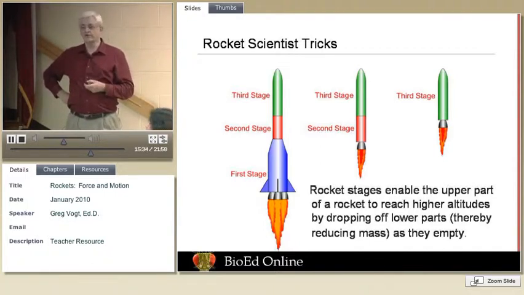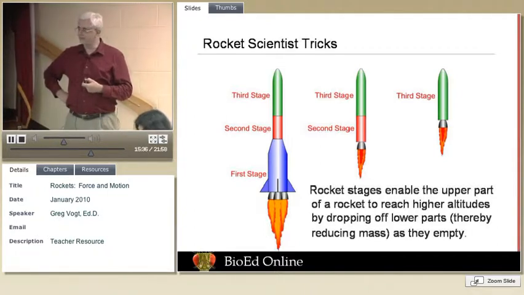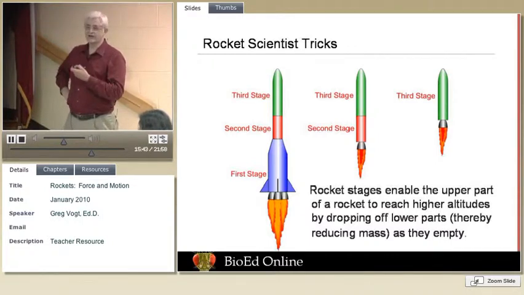Then, of course, if a rocket blows up, they look at the rocket scientist and kind of roll their eyeballs. Rockets are tough. They're hard to make work. They're very, very complex when you really get down to it, but the ideas are simple. Okay, here's one of the ideas.